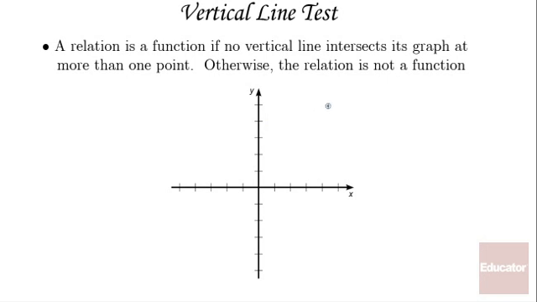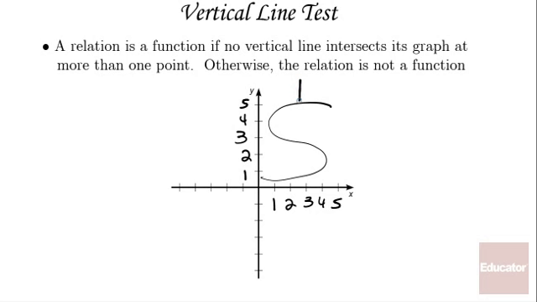To understand this, let's look at this curve. And we'll assign some values: 1, 2, 3, 4, 5 on each axis. Now, this says a relation is a function if no vertical line intersects its graph at more than one point. Can I find somewhere on here where a vertical line would intersect at more than one point? Yes, I can. At various places here, I can see that vertical lines intersect the graph at more than one point.